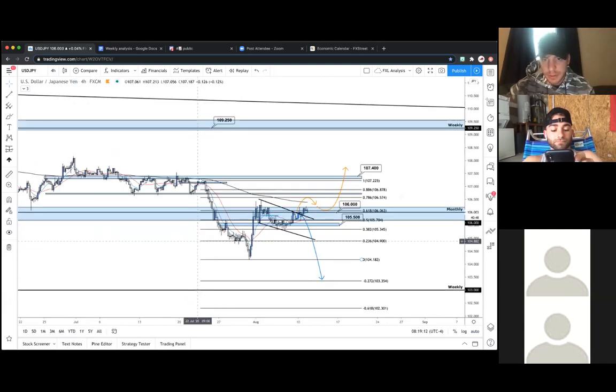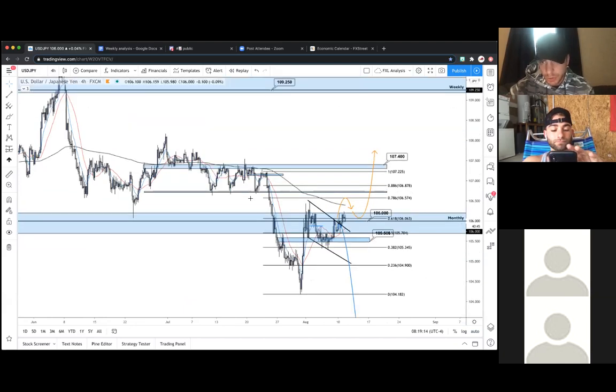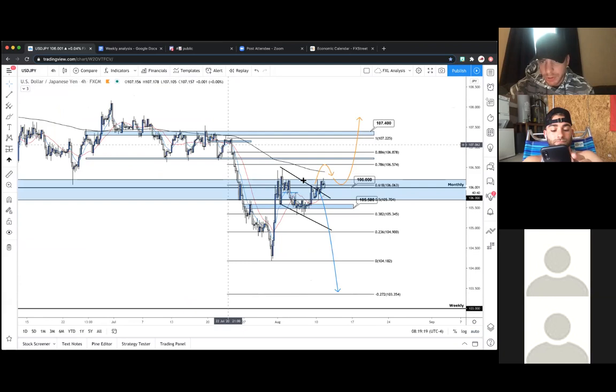Okay, here is that break, right? This was that last lower high. Price action pushed all the way through this monthly. It's pulling back currently at this confluence area. So we're currently at the monthly zone testing as resistance.